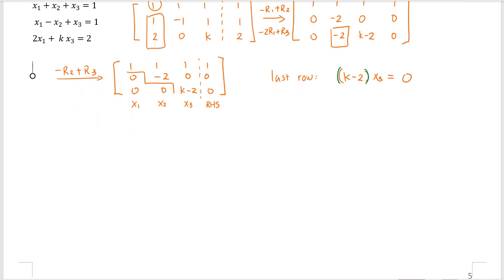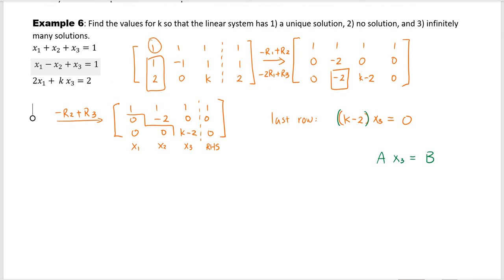Okay, let's talk about it in general. So in general, let's say if we have a x3 equals b, a and b are some number constants. Okay, when do we have a unique solution? Well, in order to get a unique solution, we want to be able to solve for x3, right? And then we can plug into the second row to find x2, and we can plug into the first row to find x1.